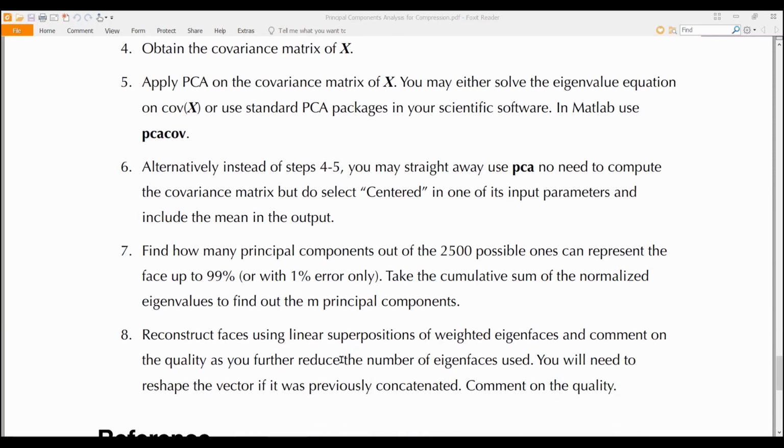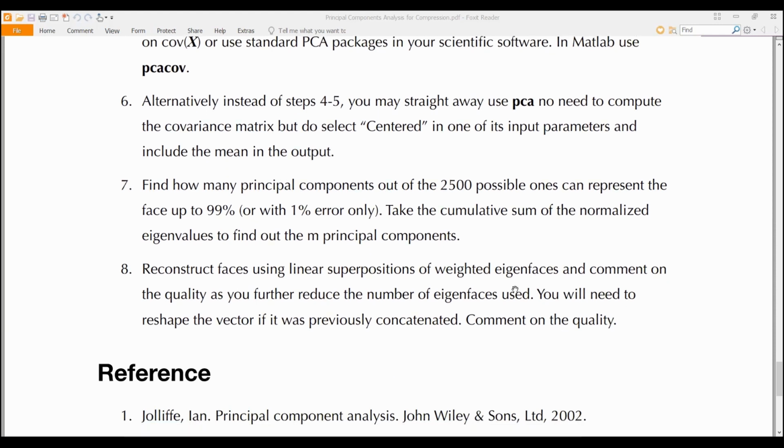Okay? And then, I'll ask you to reconstruct the faces using the linear superposition of weighted eigenfaces. So essentially, from our database of our own faces, we will compute the eigenfaces. And then, we will represent each of our faces by a linear superposition of these eigenfaces. Okay? So that in that way, you see, ganito pala yung principal components. So, you can represent the face by a fewer number of parameters. Okay? And then comment on the quality. So this is the first activity.